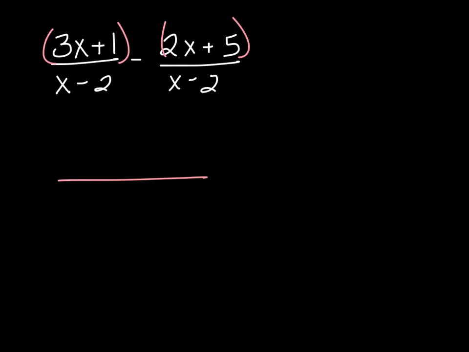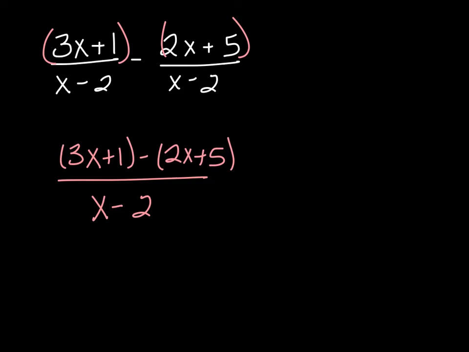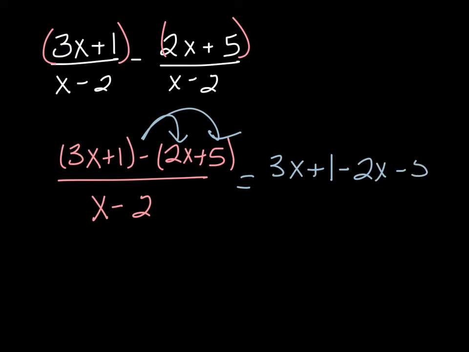Well, the one thing I do know is that I have a common denominator of x minus 2. So I'm not just going to add my numerator together. I'm going to rewrite it as 3x plus 1 minus 2x plus 5, because for me to do this successfully, I need to distribute that negative. So the numerator, I have a 3x plus 1 minus a 2x minus 5 over x minus 2.